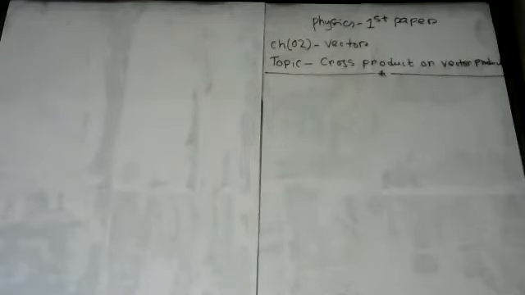My student, physics first paper, chapter number 2, vector chapter. Today's topic is cross product. In my last class, I introduced some basic ideas about cross product. In this class, I'm going to solve some cross products and find some basic formulas so that I can find the cross product between two vector quantities.